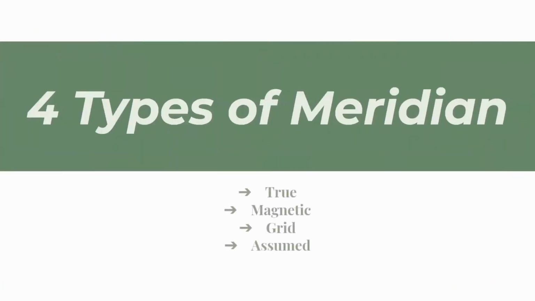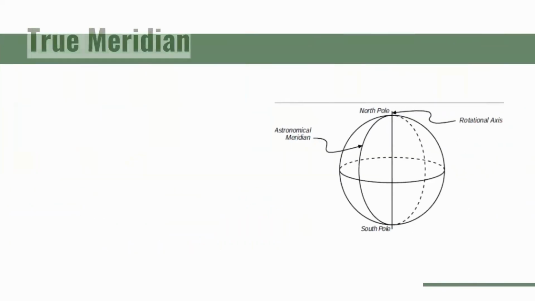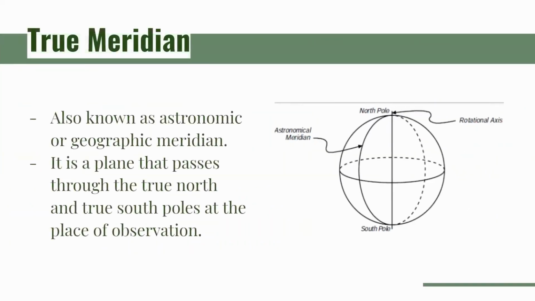There are four types of meridian, which are true meridian, magnetic meridian, grid meridian, and assumed meridian. First, we have true meridian, also known as the astronomic or geographic meridian. It is a plane that passes through the true north and true south poles at the place of observation. The direction from any point along a meridian towards the north pole of the Earth is defined as true north. True south is also defined in a similar manner.